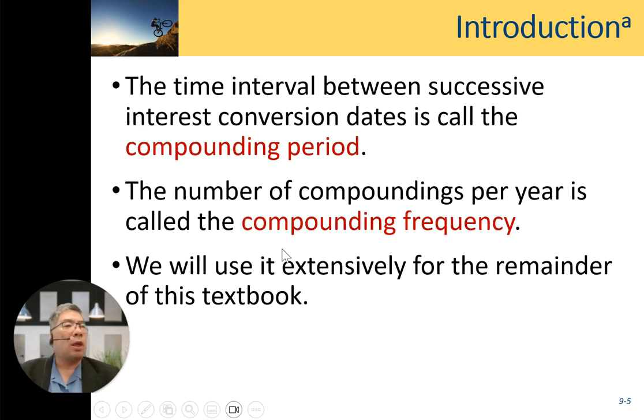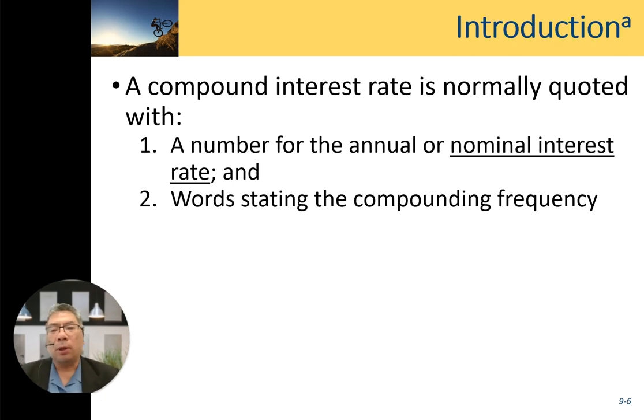In terms of compounding period, what is the compounding period? It is the time interval between successive interest conversion dates. It is called the compounding period. The number of compoundings per year is called the compounding frequency. We will use this extensively for the remainder of this book.